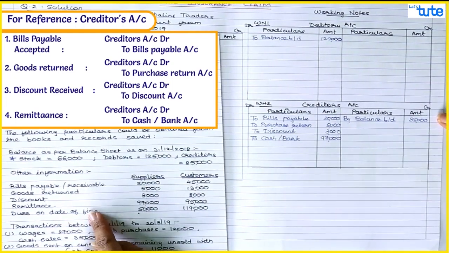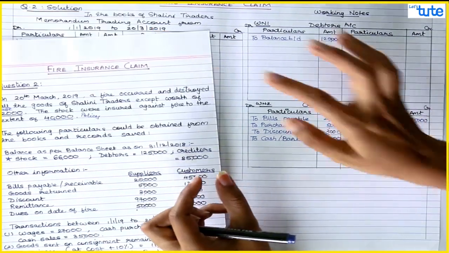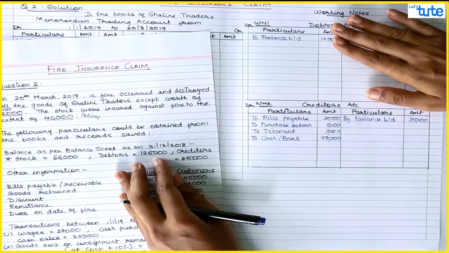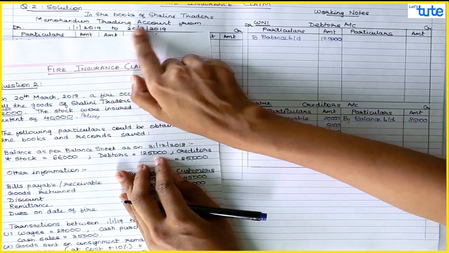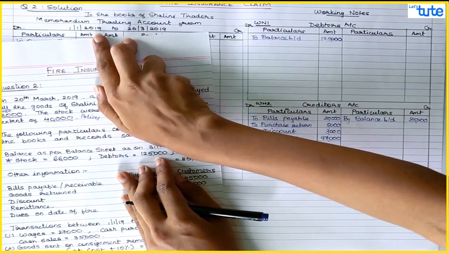Dues on the date of hire. So this would be outstanding balance on the date of hire. Now again, these debtors and creditors accounts will be prepared for the same period, because we want to find out credit sales and credit purchases for this period.